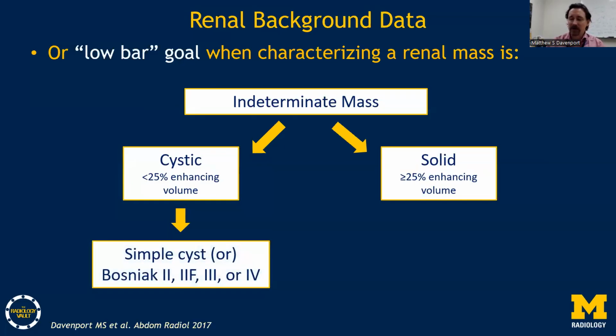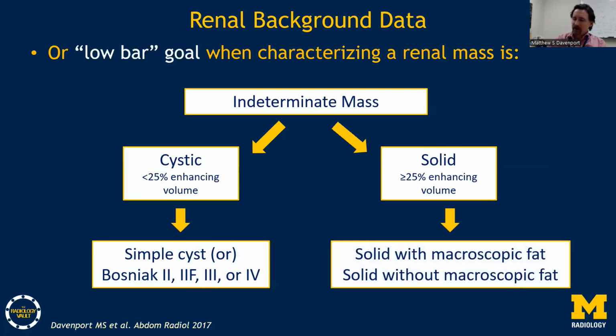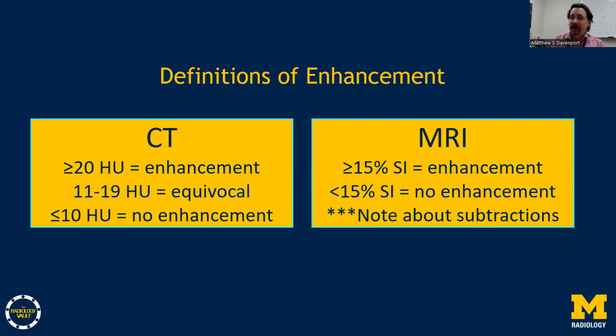We want to avoid qualitative terms like complicated cystic mass because that doesn't communicate as well what we're seeing. And if it's solid, we want to mention whether it does or does not have macroscopic fat. If it has macroscopic fat, in almost all cases, it's a benign angiomyolipoma with some rare exceptions. The definition of enhancement depends on whether you're looking at CT or MRI. I mentioned before that a solid mass requires at least 25% of the volume of the mass enhancing.